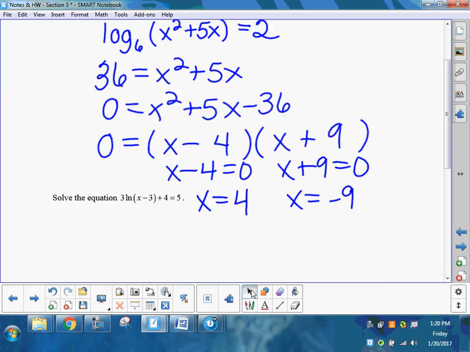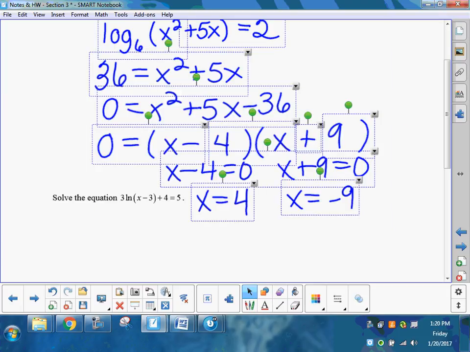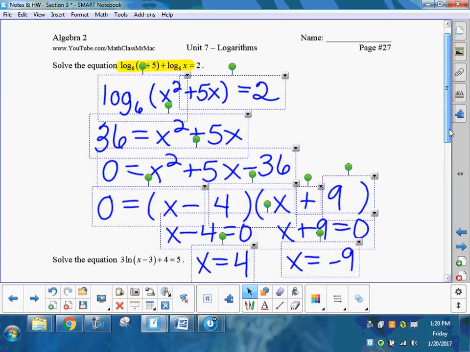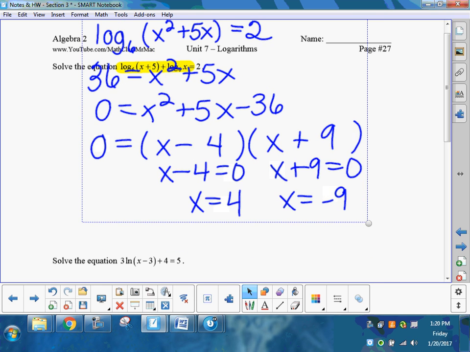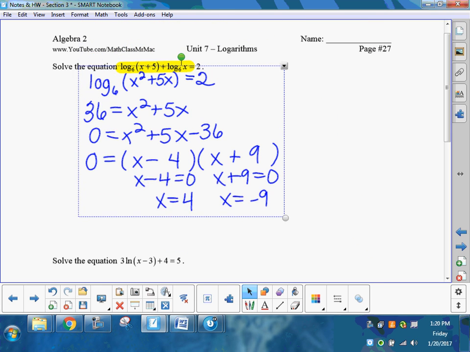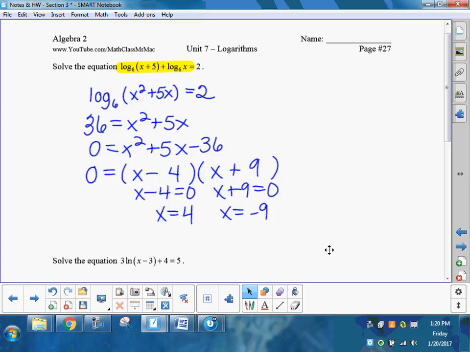Go back and check both of those answers right now. And actually, I'll say this. You really don't even need to go back and check. Look at what's there. One of these answers won't work. Hands up, please, and tell me which answer is not going to work. Which answer do I know is not going to work? Why? When you plug that in, the argument becomes negative. The 4 does work, just so you know.